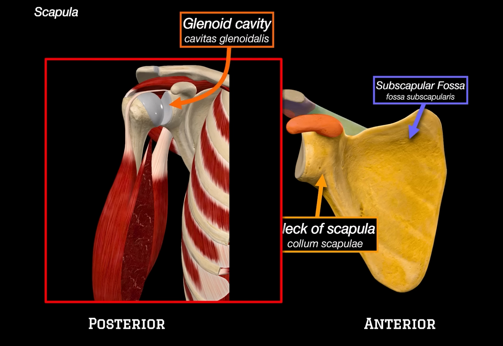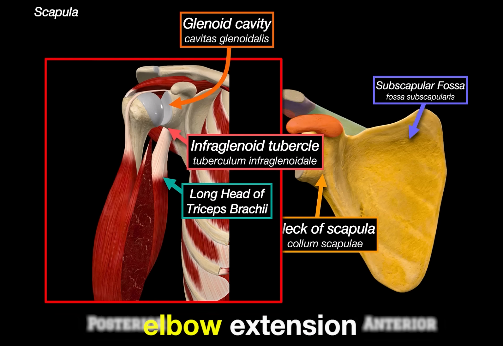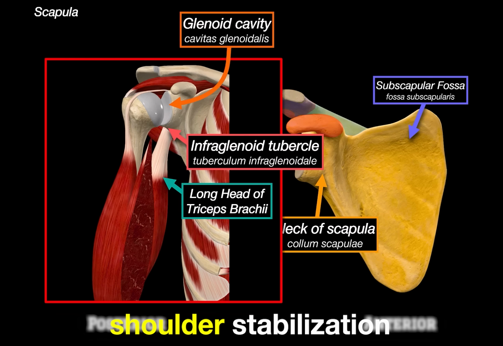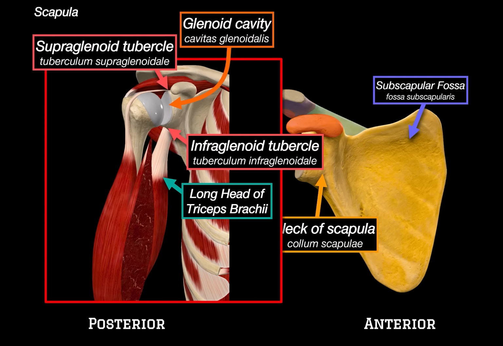This cavity is bordered by two small but significant tubercles. Just below the glenoid, we have the infraglenoid tubercle. This is where the long head of the triceps brachii originates. It's the only head of the triceps that crosses the shoulder joint and is involved in elbow extension and shoulder stabilization.